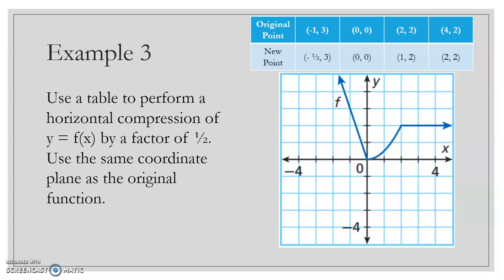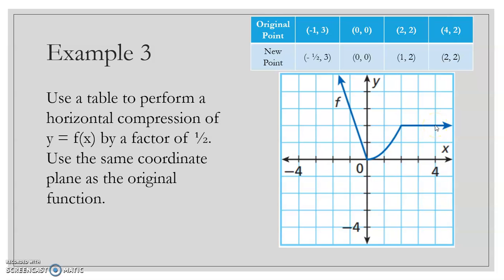In example 3, it says use a table to perform a horizontal compression of y equals f of x by a factor of 1/2. Use the same coordinate plane as the original function. So this function is a little different. We still have this diagonal type part over here, and I picked the point (-1, 3) on there. We have where it changes direction here. I picked (0, 0). You can pick a point on this curved area, but it's hard to find one that's exact. So I just picked this point here where it changes direction again, which is (2, 2). And I did also pick (4, 2).